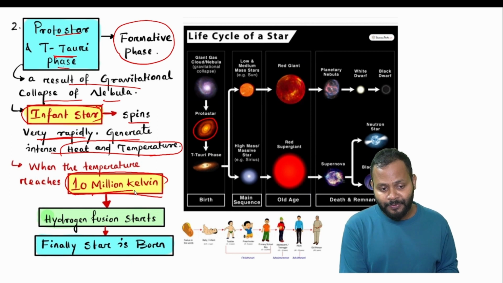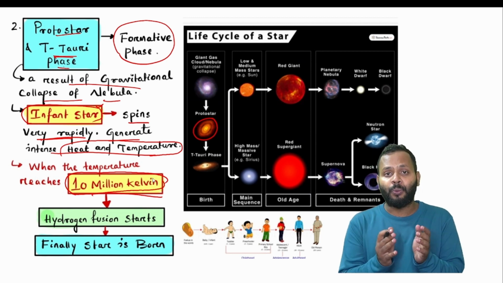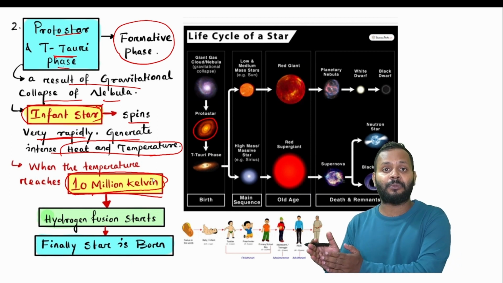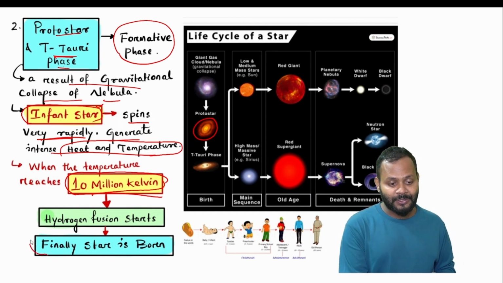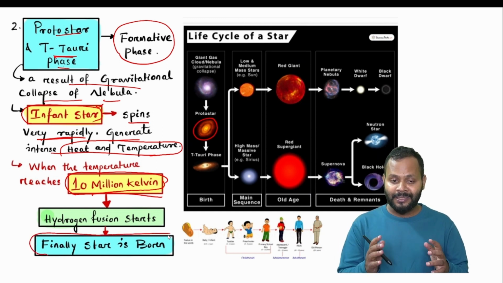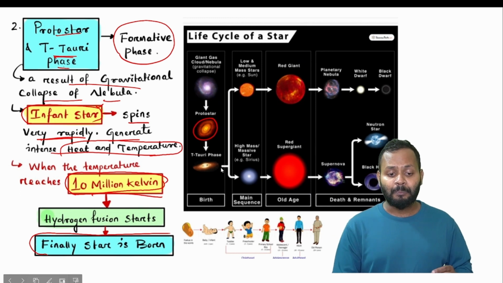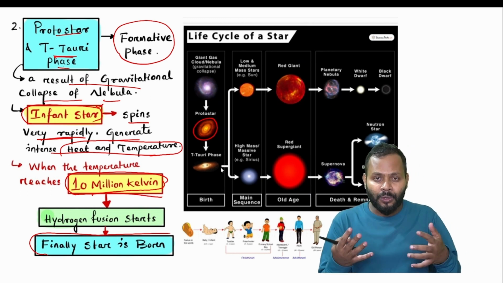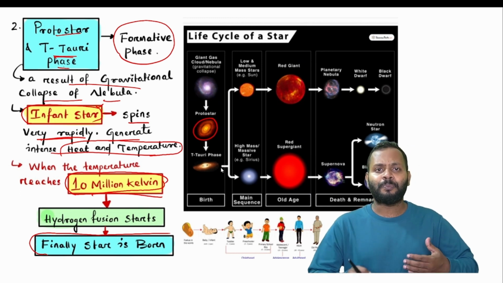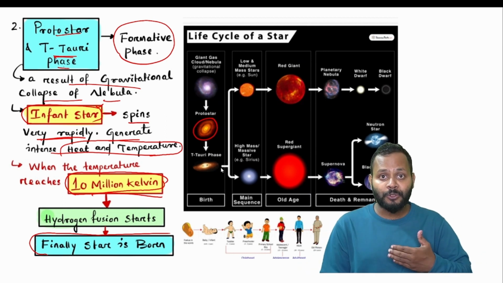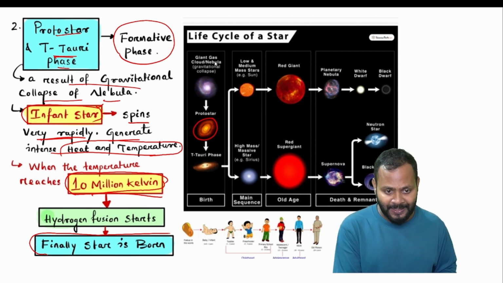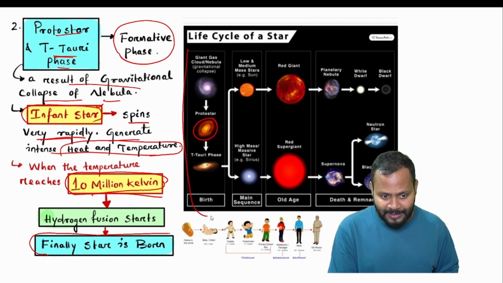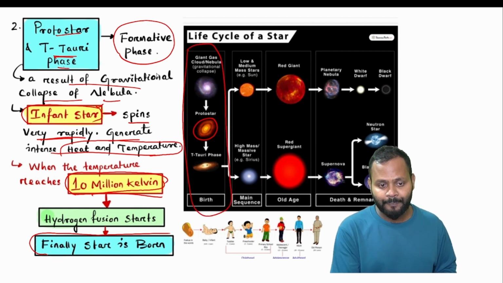Hydrogen fusion starts taking place once the star achieves that particular temperature. Finally the star begins to burn. That means this is the beginning phase of the star, beginning to become mature. Altogether, I can say this is the birth of the star.